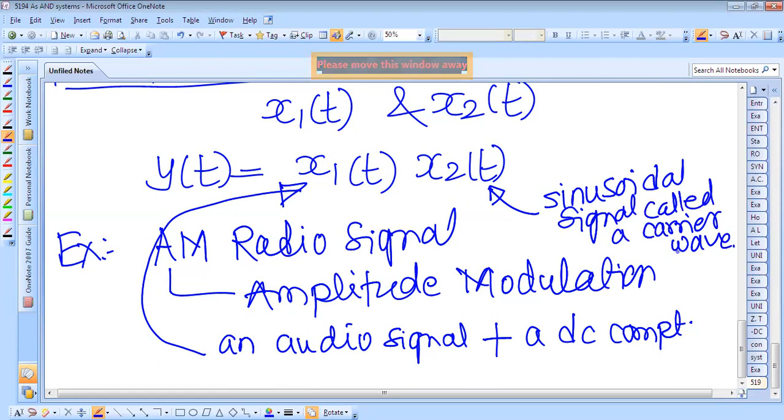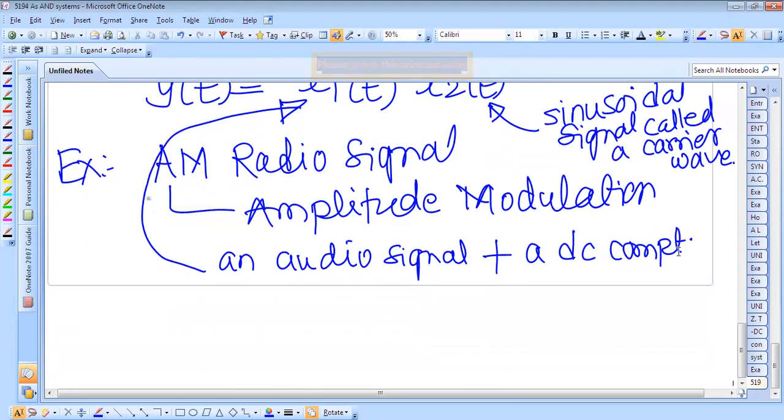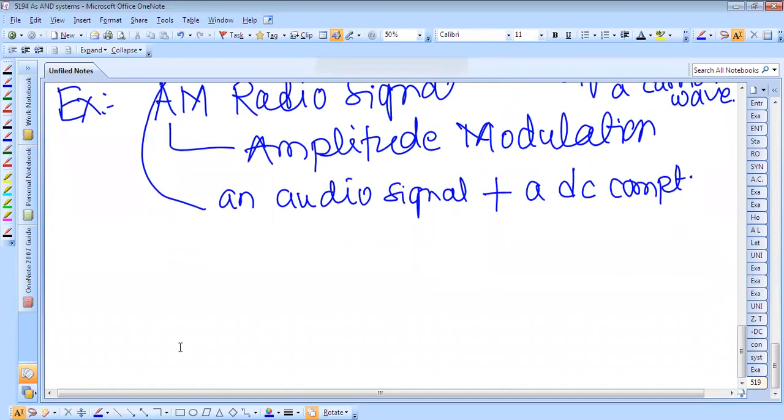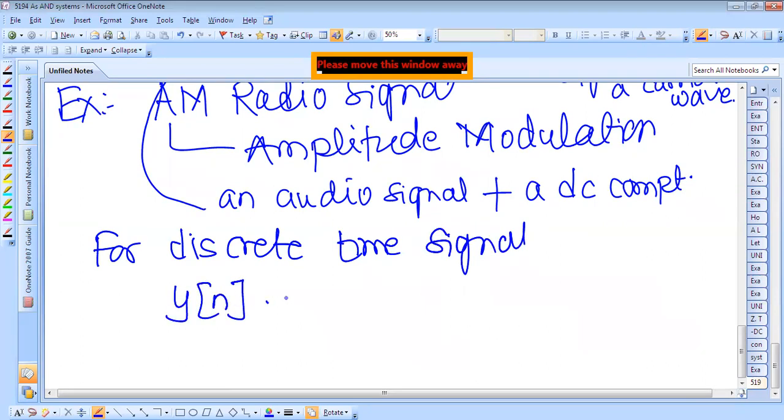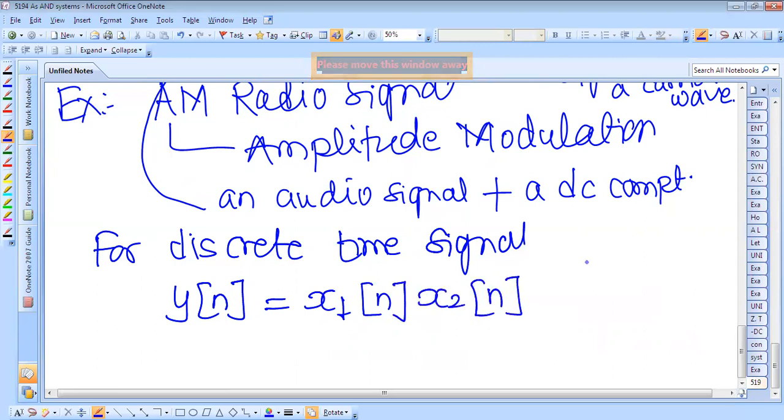For the discrete time signal, the multiplication operation can be written as y of n is equal to x1 of n times x2 of n.